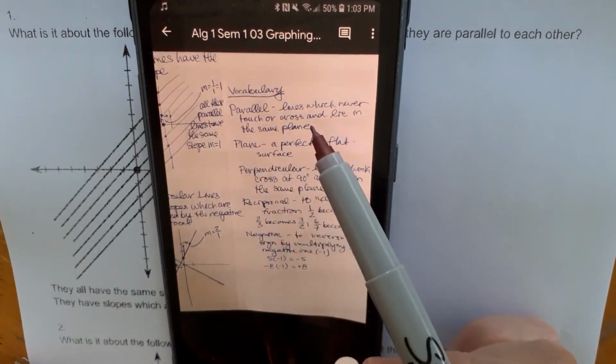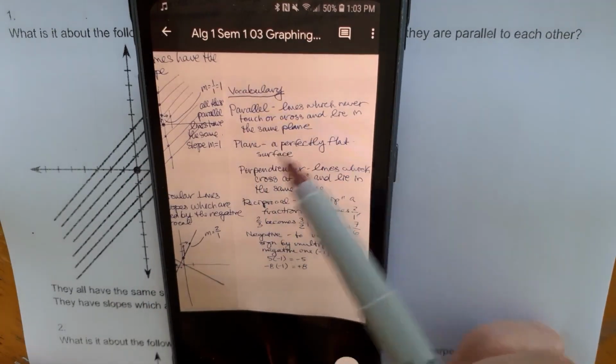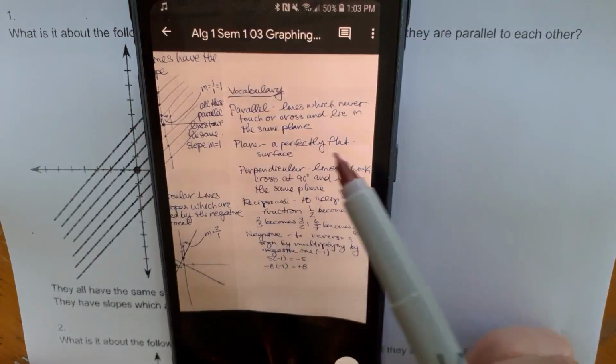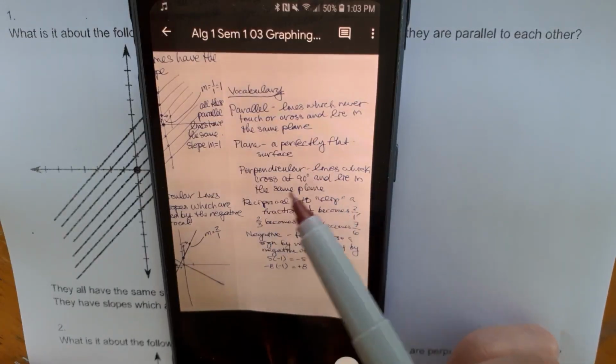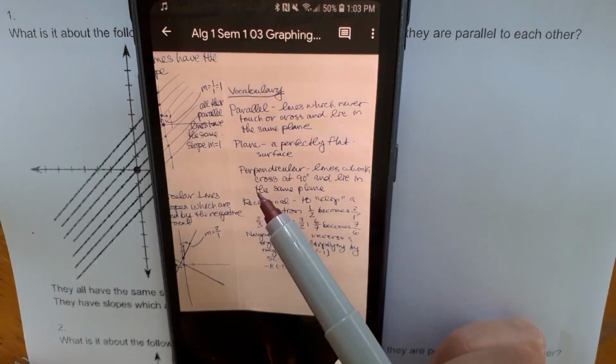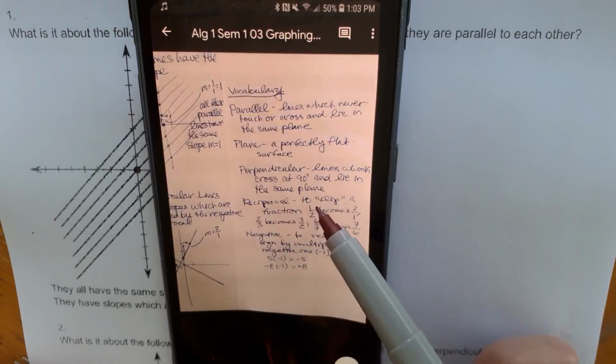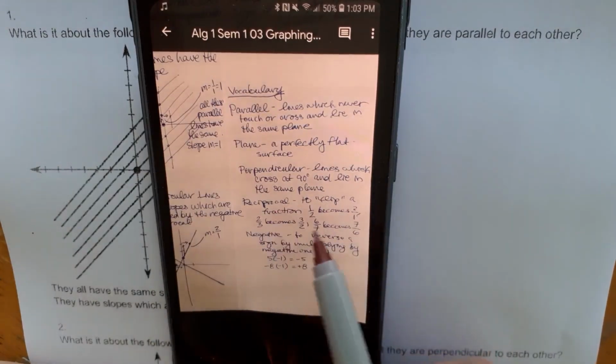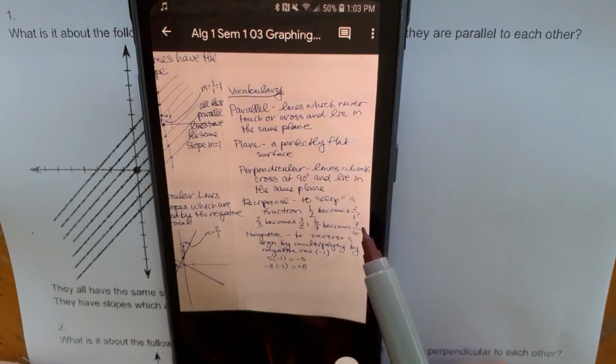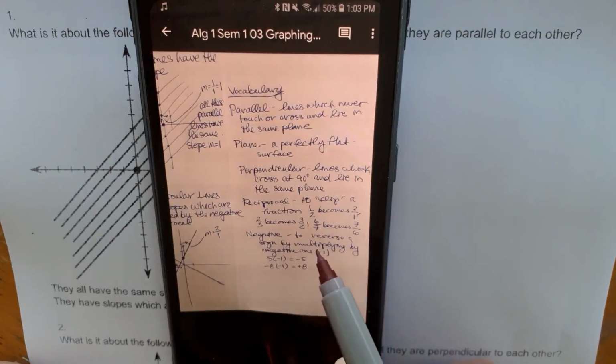Here's a definition of parallel: lines which never touch or cross and lie in the same plane. A plane is a perfectly flat surface. Perpendicular lines are lines which cross at 90 degrees and lie in the same plane. Reciprocal means to flip a fraction, and negative means to reverse the sign.